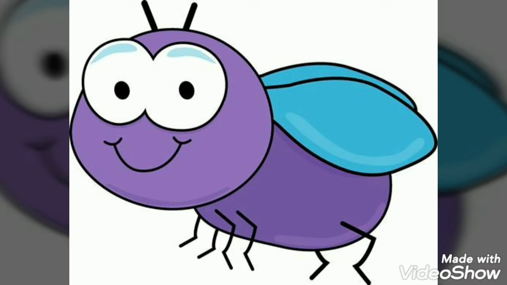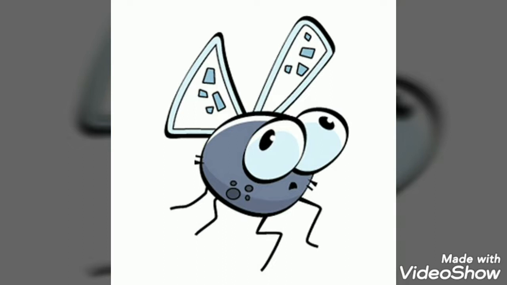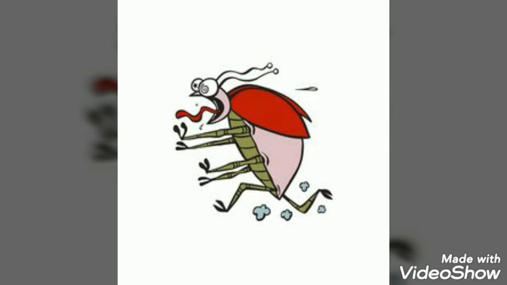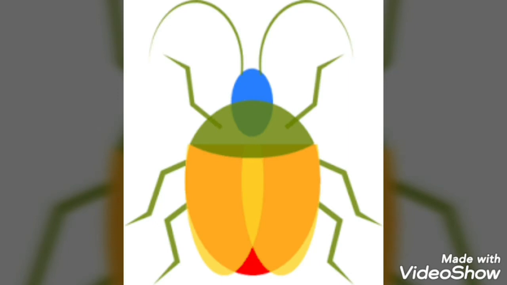Another word is bug. Bu, bu, bug. Bug is an insect. Some bugs fly and some bugs walk. The word bug has the sound u in the middle. Repeat after me. Bu, bu, bug.